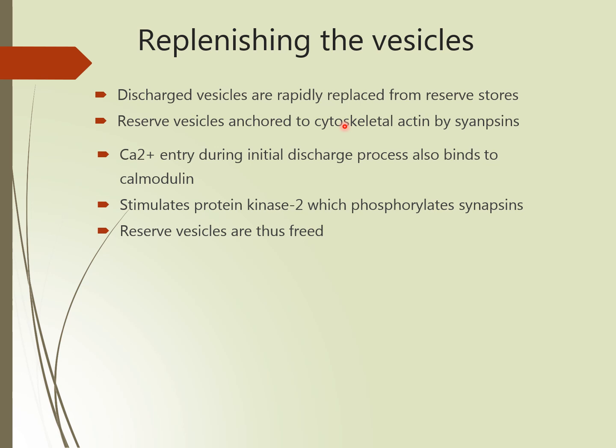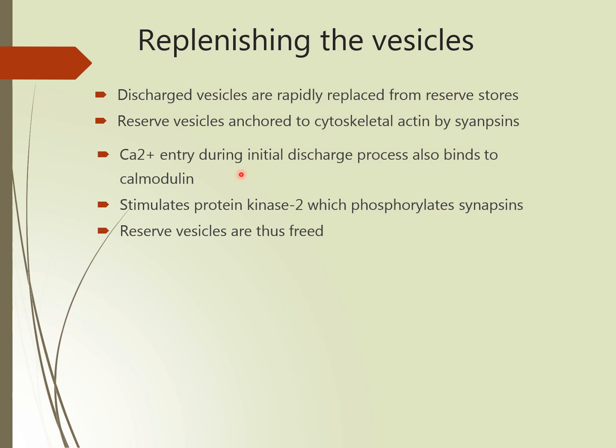So after the signal has been transmitted, what happens to the remaining vesicles? Discharged vesicles are rapidly replaced from the reserve stores, so they are replaced with new vesicles. Reserve vesicles are anchored to cytoskeletal actin by synapsin. In the previous slide I showed you that these vesicles have many anchoring proteins like synapsin, synaptobrevin, synaptotagmin. So the reserve vesicles are already attached to the cytoskeletal actin by synapsin.